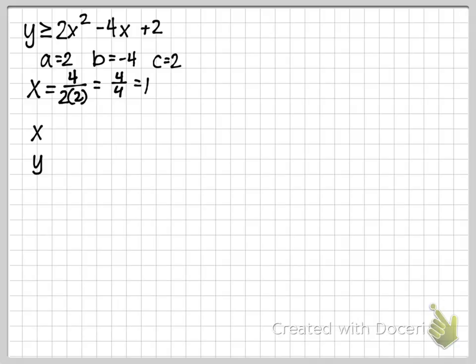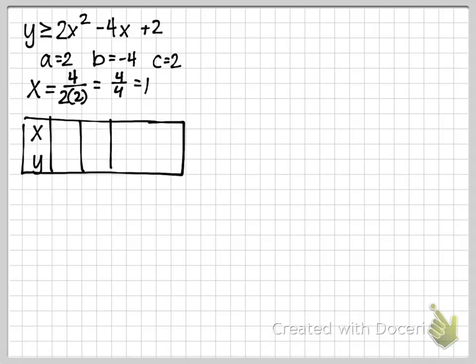So when I make my chart, 1 is in the middle. Then we have 0, -1, 2, and 3. And we plug this into our calculator. When you plug everything in, what were the values you got for y? 8, 2, 0, 2, 8. Very good. So then we're going to graph.